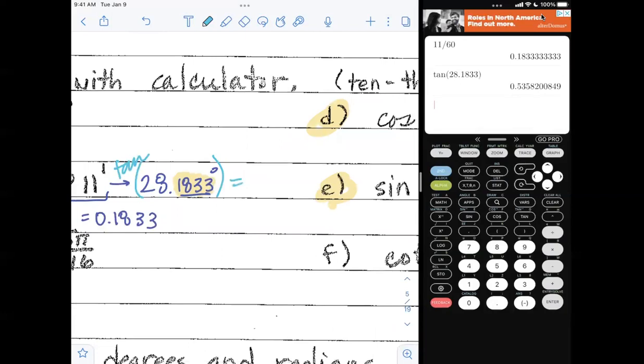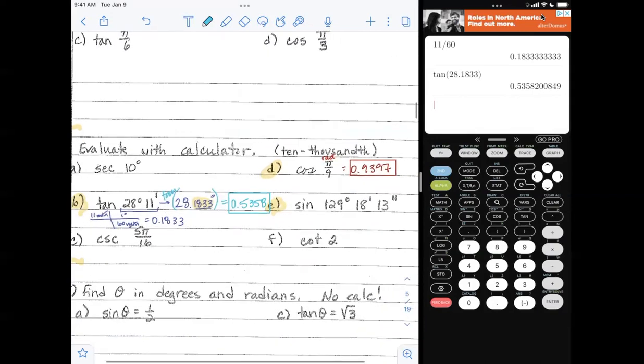So my answer here is going to be 0.5358. Okay. So again, we're using our skills from chapter 4.1 to make that degrees, minutes, seconds into a decimal degree, and then we're doing tangent of it.